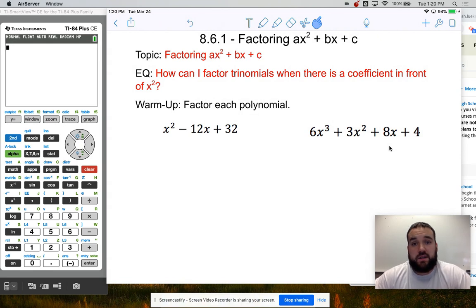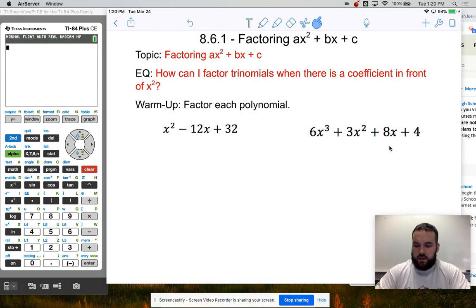So what we're going to get to today is still factoring, but we're going to talk about what happens if there's no GCF, but there's still a number in front of x squared. And if you don't really remember what that means, we'll take a look at it in a second. EQ is how can I factor trinomials when there is a coefficient in front of x squared. So we'll get to that in a second.